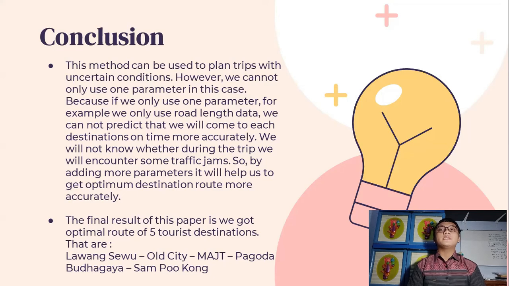The final result of this paper is getting optimal route of 5 tourist destinations that are Lawang Sewu, to Old City, to Masjid Agung Jawa Tengah or Great Mosque, and then Pagoda Budaya, and the last one is Sampokong.